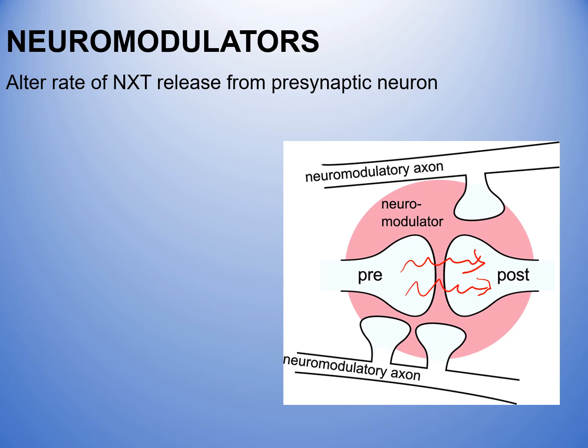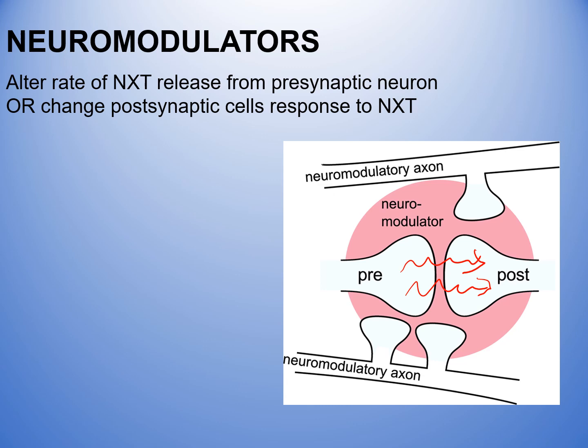And what they do is they can alter the rate of the neurotransmitter release. They can influence the presynaptic neuron to puke out all of its neurotransmitters or some of its neurotransmitters. And the neurons that do that are called neuromodulatory axons. So these guys over here are changing the rate at which the presynaptic neuron releases. This one over here is changing the rate at which the postsynaptic neuron receives the neurotransmitter.